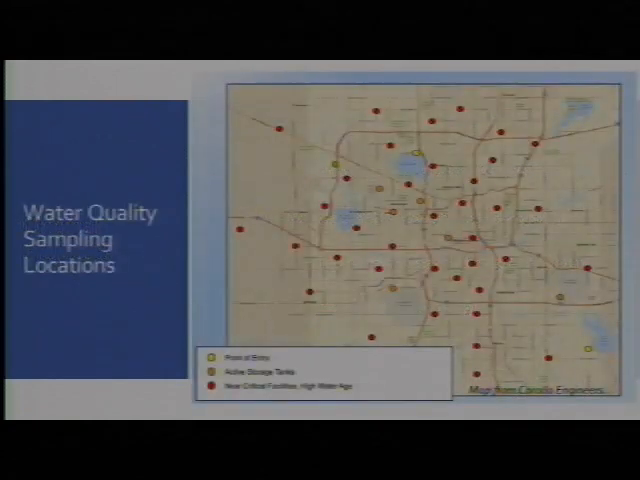So this is a map showing locations throughout the city that we're using as part of our water quality analysis. We looked at where the water is coming from, what's coming out of our treatment plants. We looked at our booster station facilities and water tanks, and then looked at areas around town where we think there may be high water age, because the chemicals will break down over time. So those are more critical areas.